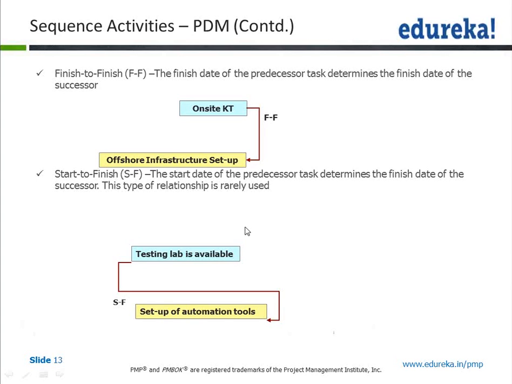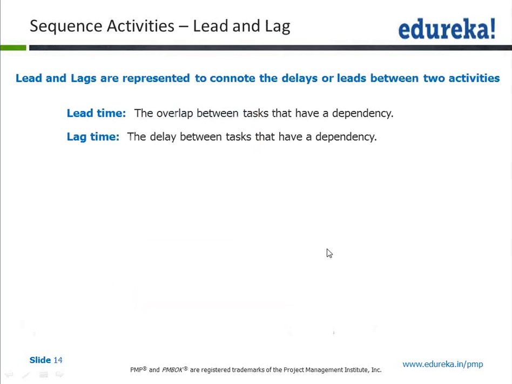And then you have a start to finish. So testing lab is available only when setup of our automation tools are complete. Now start to finish can be handled by a finish to start also. So it's also not very common. We need to understand these concepts called lead and lags.